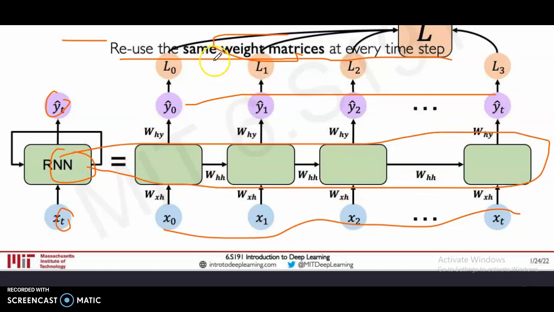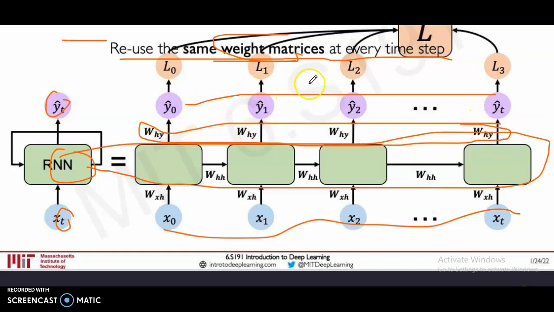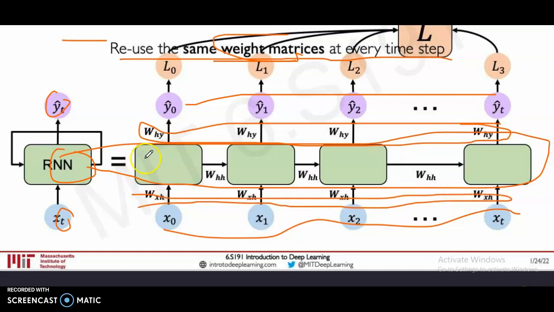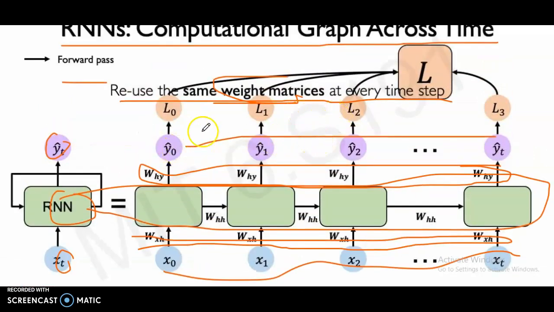What is mentioned here is the same weight matrix. Same weight matrix means W_hy, W_hy, W_hy, W_hy, and all the losses L0, L1, L2, L3. Here also W_xh, W_xh, W_xh after the input. After the RNN, W_hy. Here L0, L1, L2, L3 sum to the total loss L.